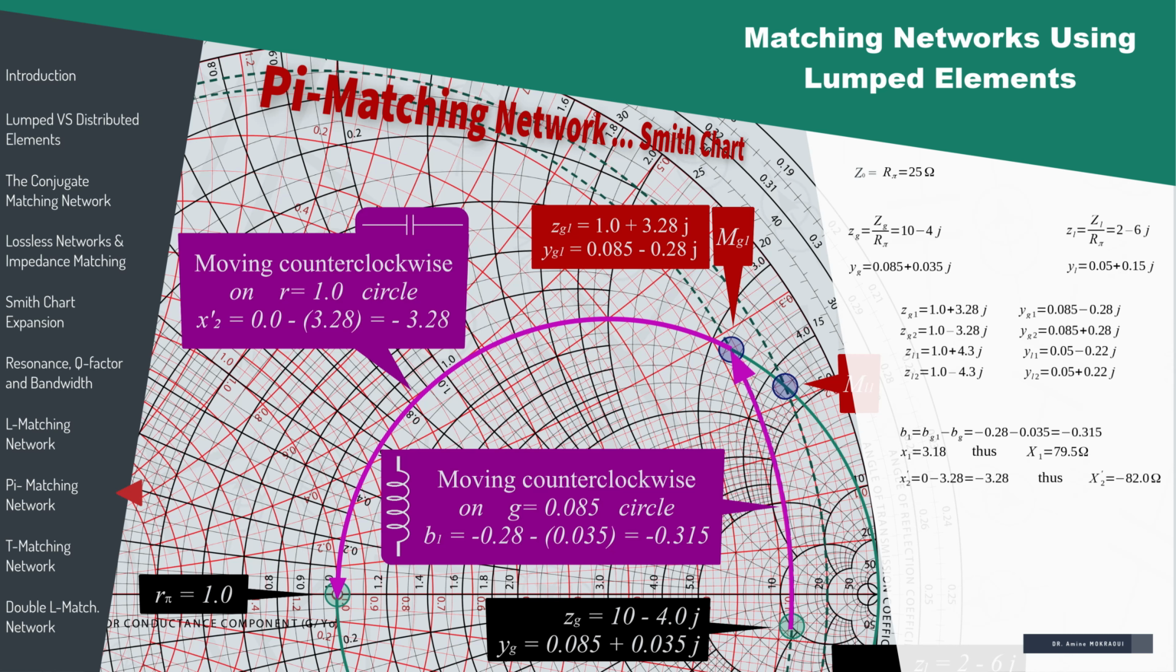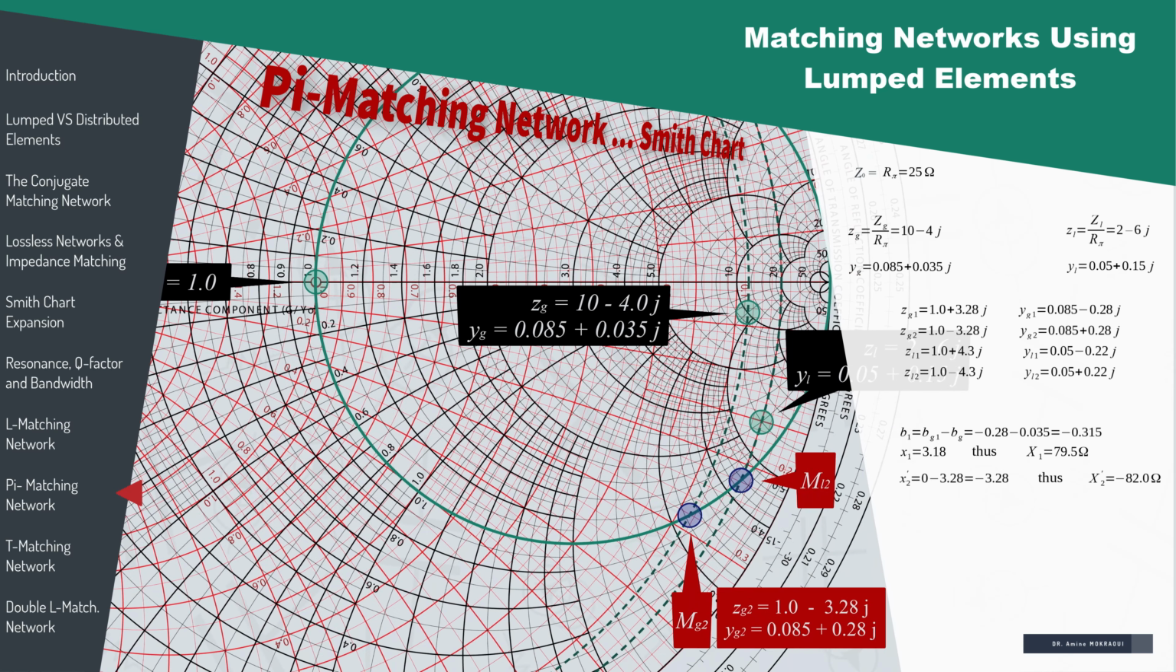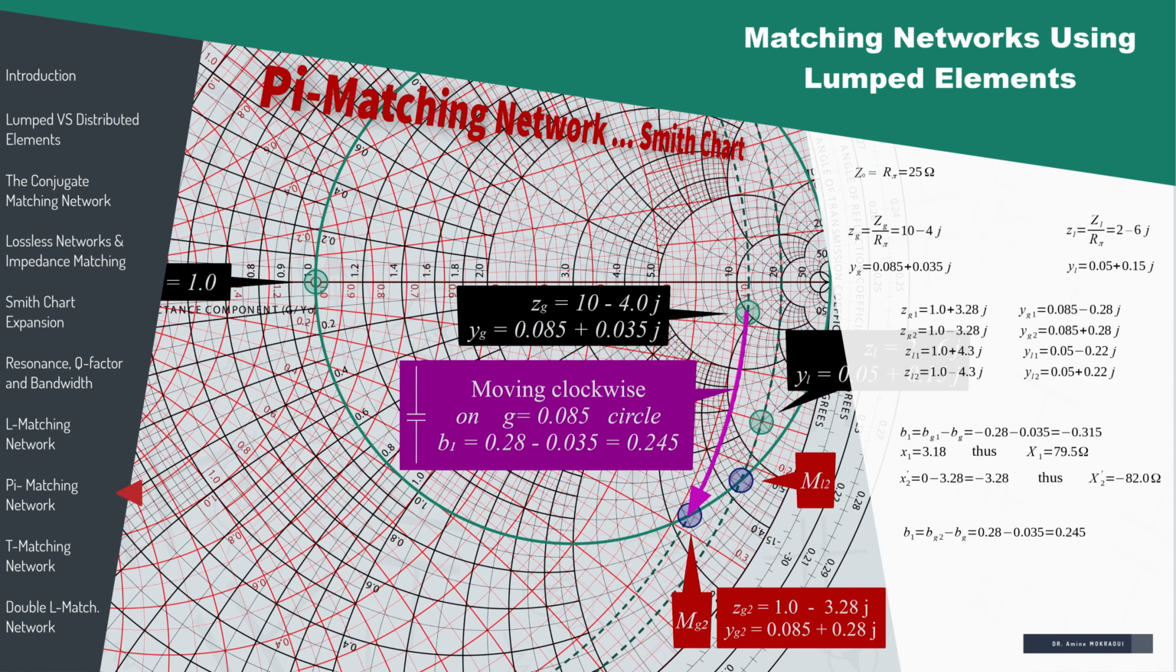Thus, uppercase X'2 equals minus 82 ohm. To design the left subcircuit second solution, we have to move from Zg to the center of the Smith chart. The first step consists of walking in the clockwise direction from Zg to Mg2 on the G equals 0.085 circle. Thus, we add a capacitor whose susceptance is B1 equals Bg2 minus Bg, which is equal to 0.245, which corresponds to a reactance X1 equal to minus 4.08. Thus, uppercase X1 equals minus 102 ohm.